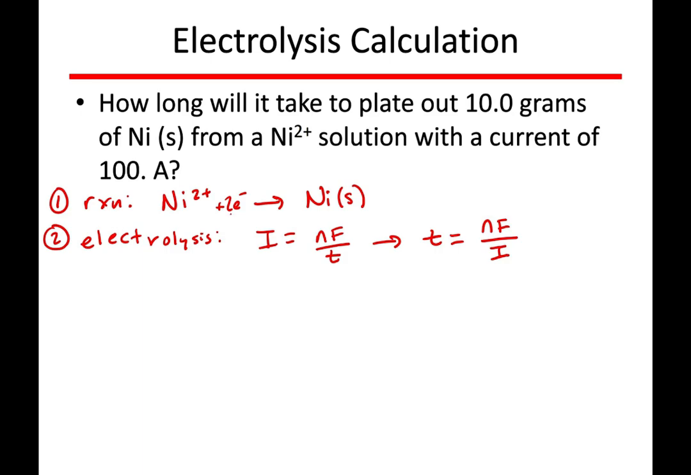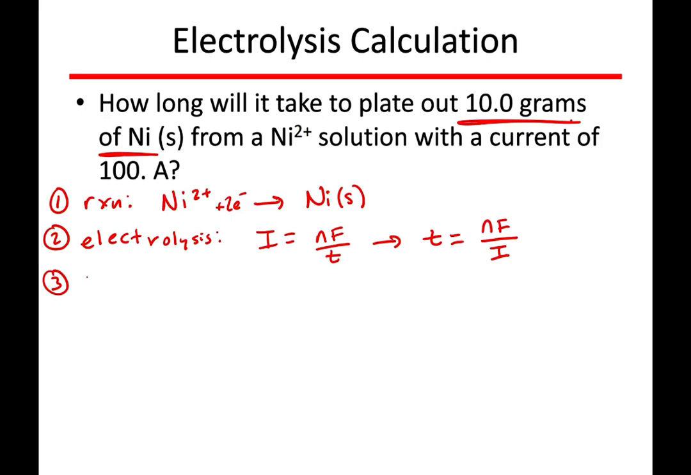Now, when I look at the reaction, if I use the coefficient of 2 for 2 moles of electrons, will that be answering what this problem is? If I use 2 as the number of moles of electrons, am I going to answer the problem and produce 10 grams of nickel? The answer to that is no, because this balanced equation tells you that for every 2 moles of electrons that you use, you're going to make 1 mole of solid nickel. That's not 10 grams. And so what we need to do now is perform some stoichiometry to convert the 10 grams of nickel into a number of moles of electrons that we can use in I equals nF over t.